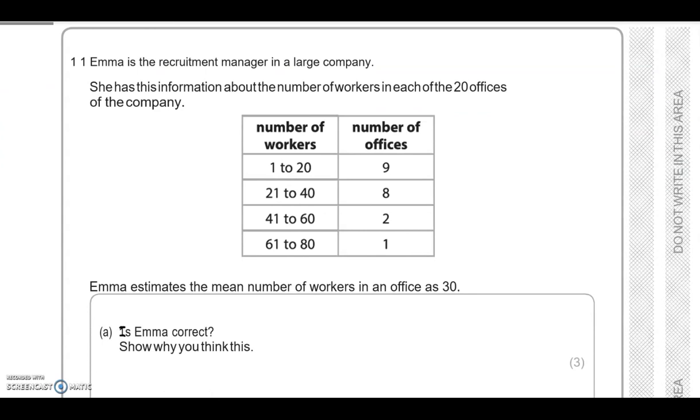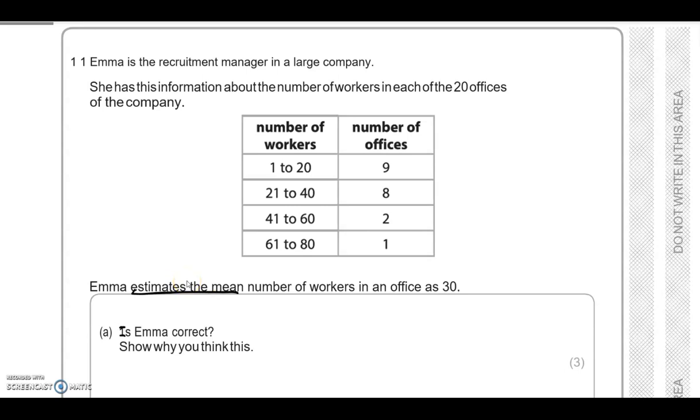Emma is the recruitment manager in a large company. She has this information about the number of workers in each of the 20 offices of the company. Emma estimates the mean number of workers in an office as 30. Is Emma correct? Show why you think this.